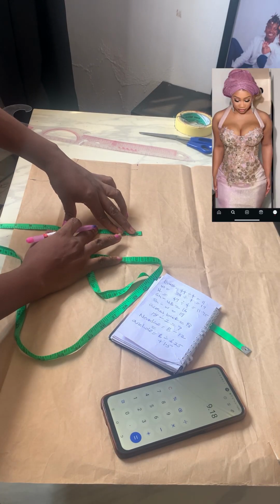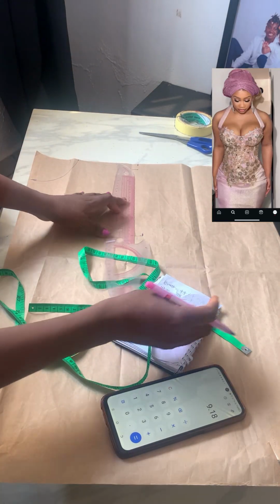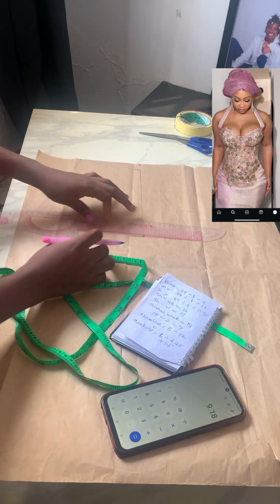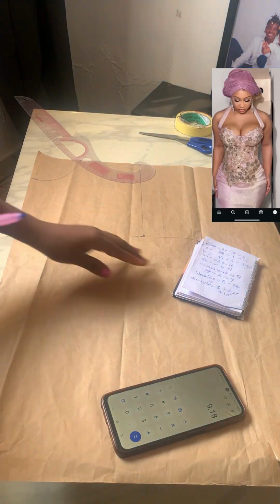So it's almost close. On that point, I just measured another 9 inches for me to know that it is a straight line. So I connect that to the shoulder slope. And that is it, just to extend it, and that will serve as my armhole depth.